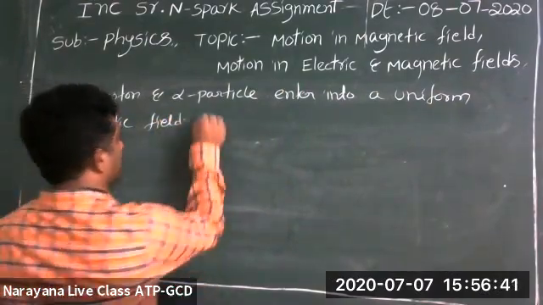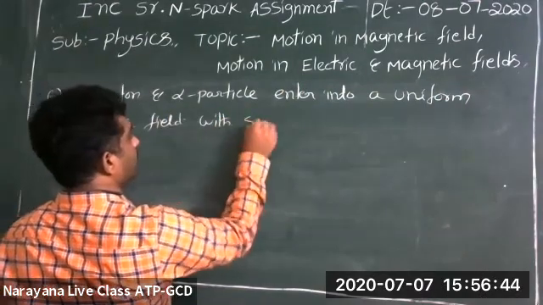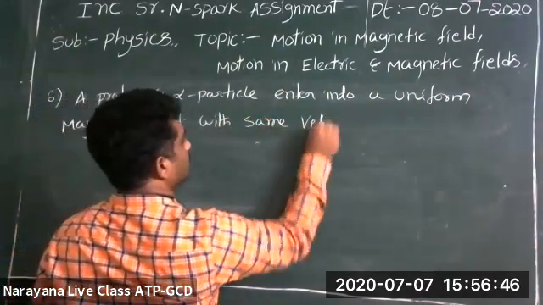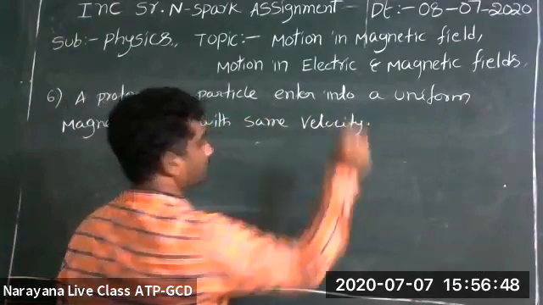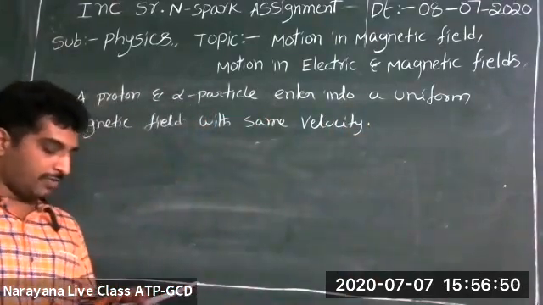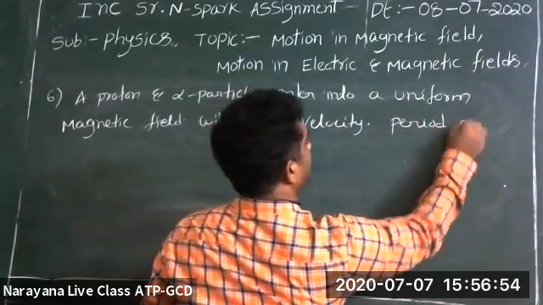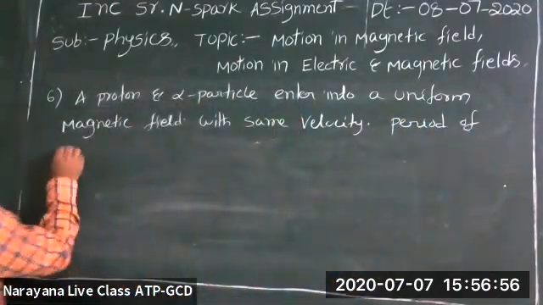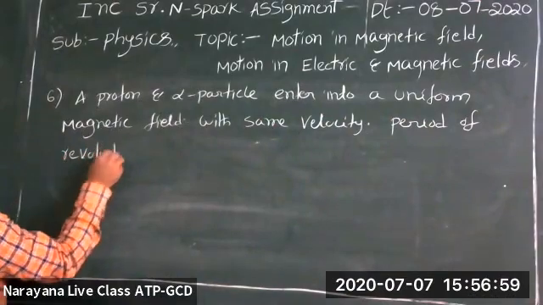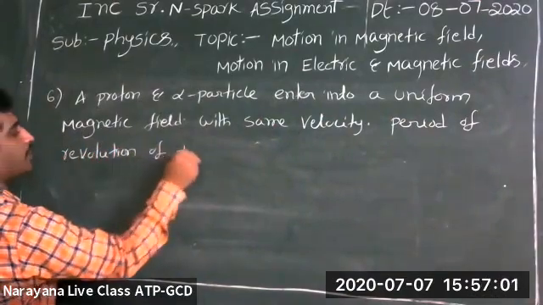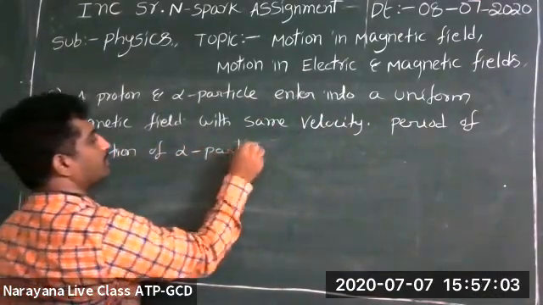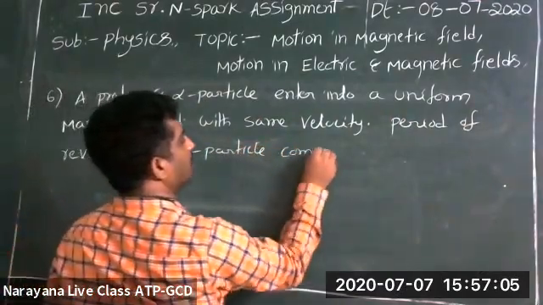With same velocity, speeds are same. The period of revolution of alpha particle compared to proton.